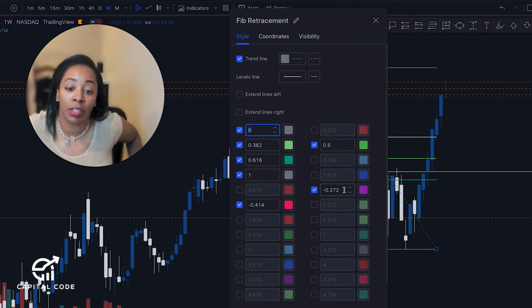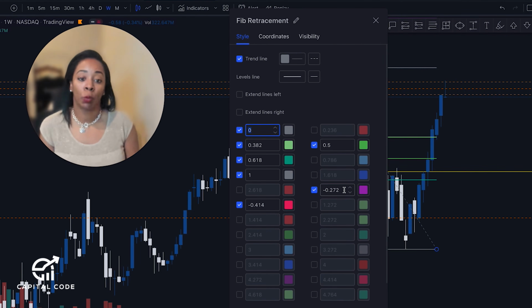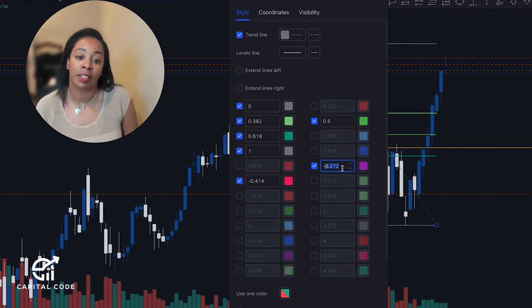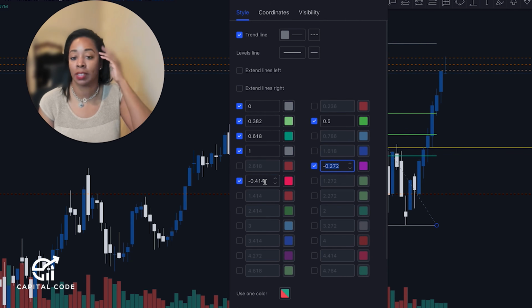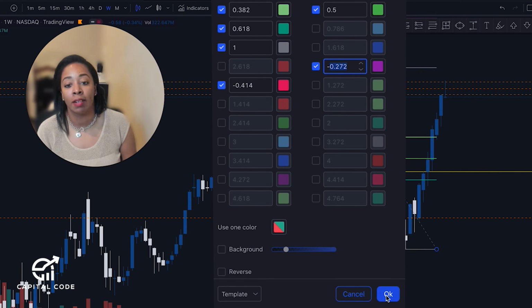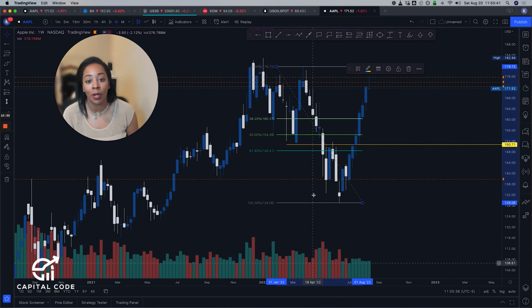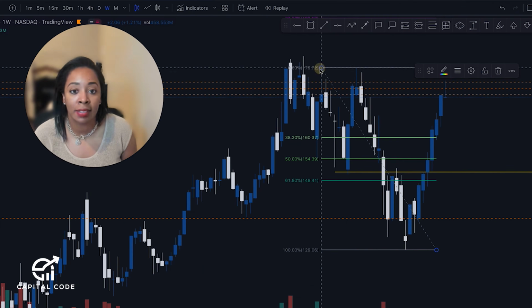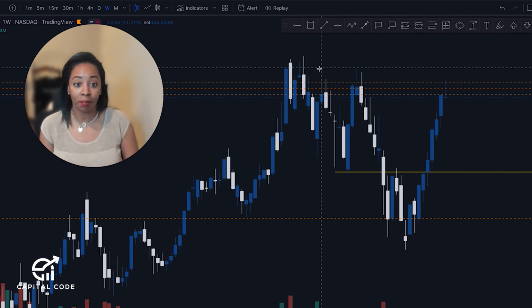You may use it differently from what I use, but I really like the 27.2% extension and the 41.4% extension. So like I said, here are my levels, so copy those if you want. And let's go to the next tool.